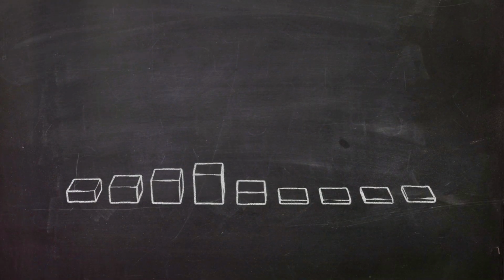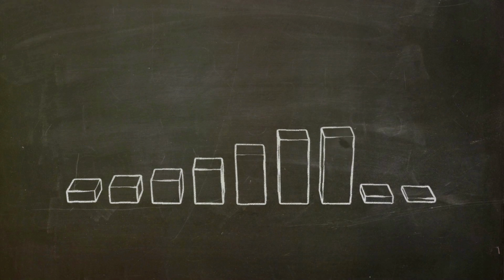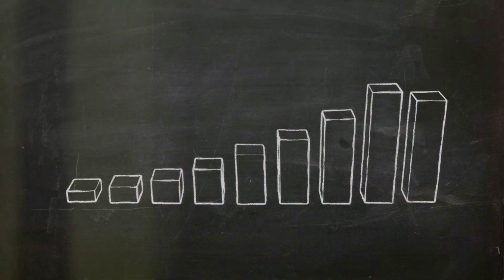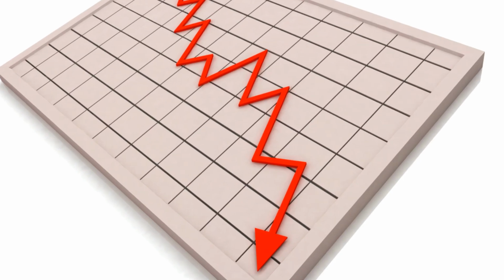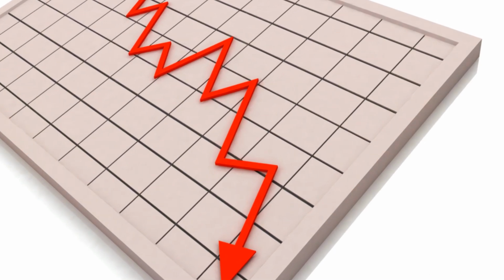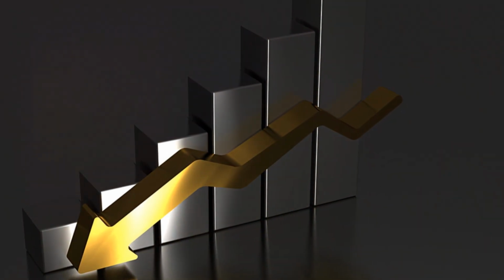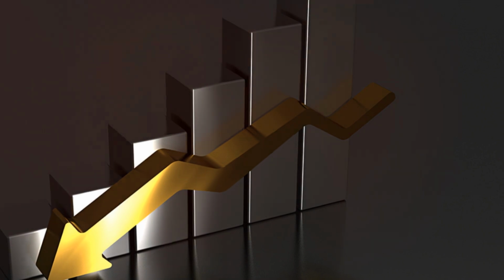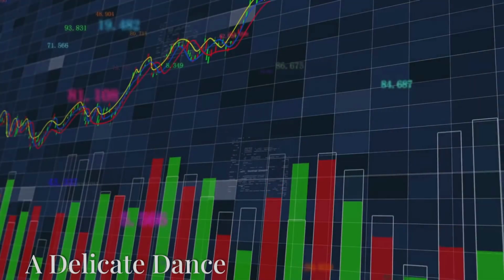The demand curve visually represents the relationship between price and quantity demanded. As price decreases, quantity demanded increases, reflecting the law of demand. Steep curves show high sensitivity to price changes, while flatter curves indicate less sensitivity.